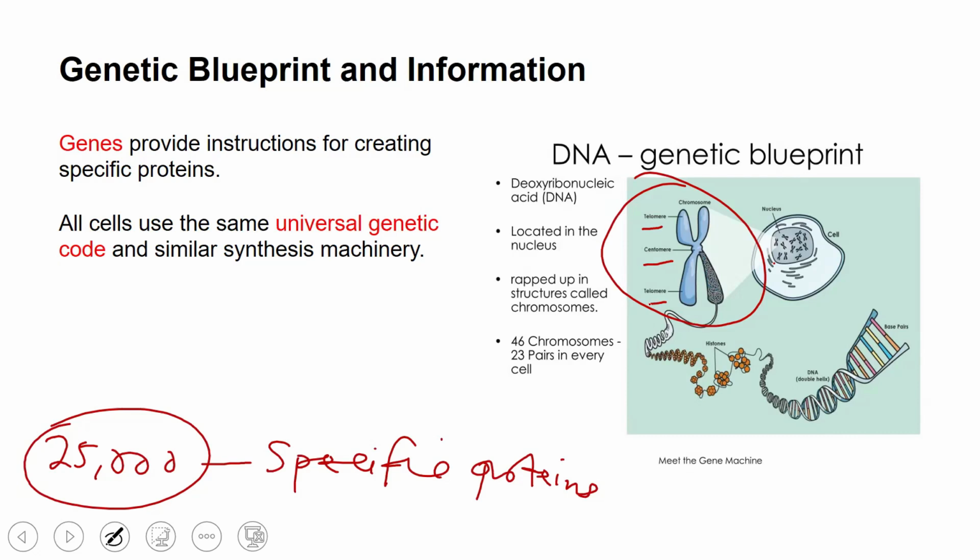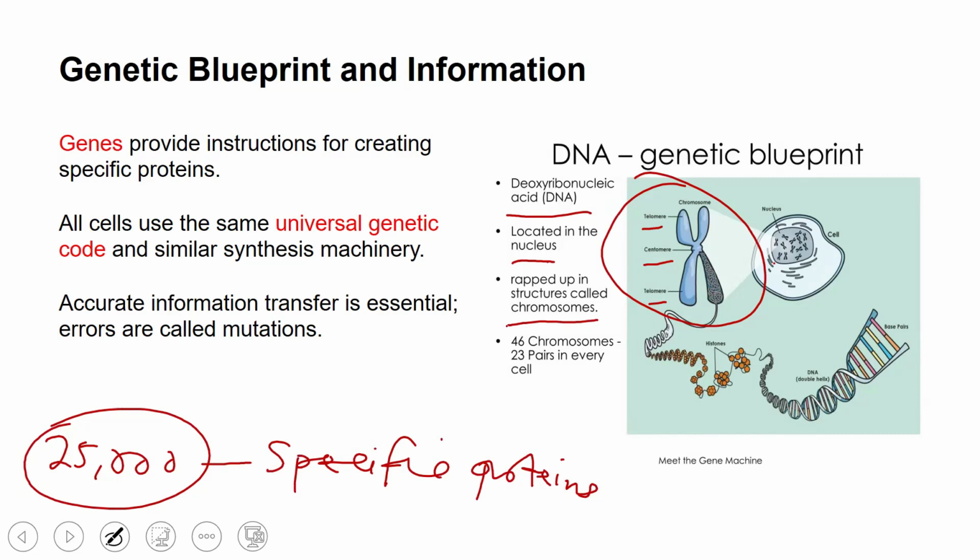And then, of course, as we can see, the genetic blueprint is the DNA, and it is located in the nucleus, wrapped in a structure which is called the chromosome. The DNA is tightly packed and wrapped with histone proteins, and this structure is called a chromosome. In humans, we have 46 chromosomes, which is 23 pairs in every cell. For example, humans have approximately 37.2 trillion cells, and each of these cells contains 46 chromosomes.